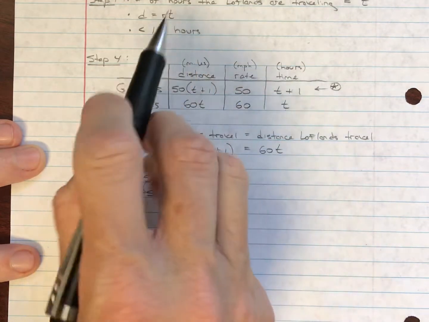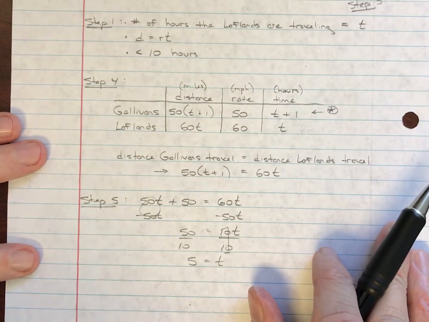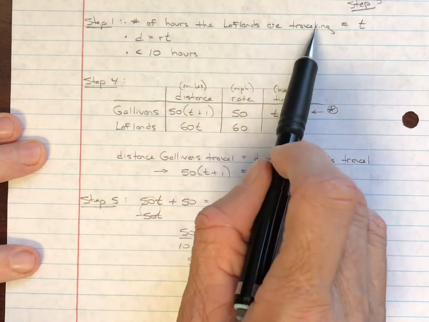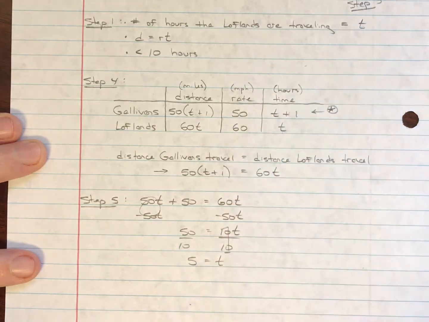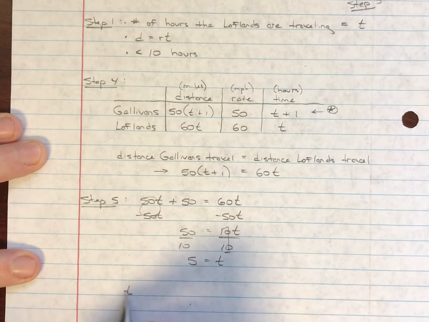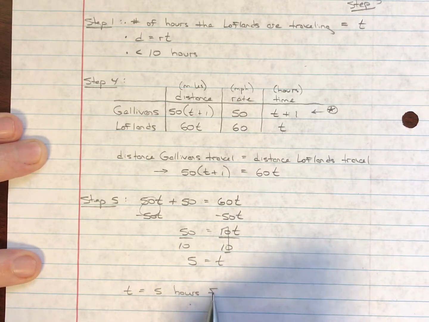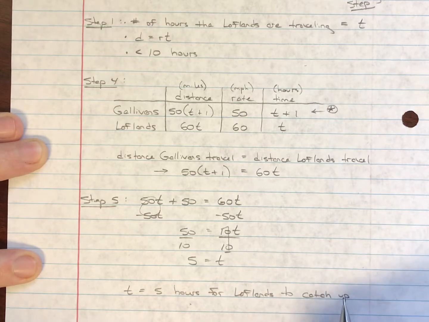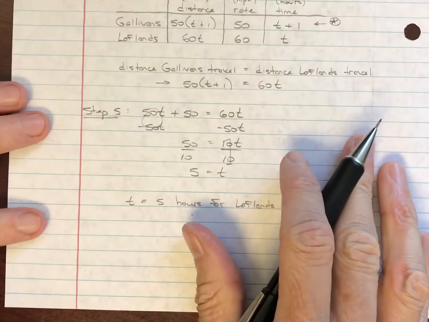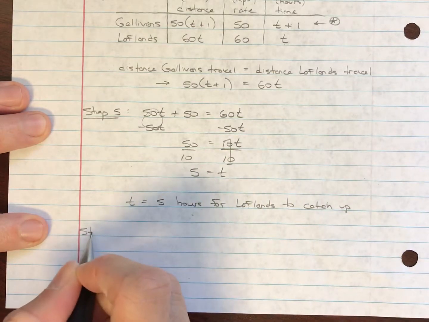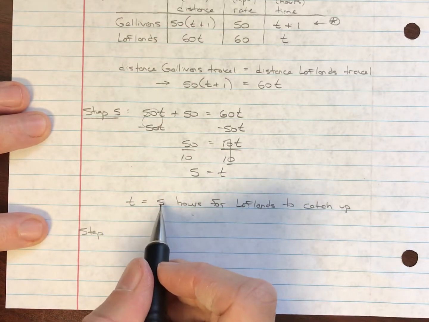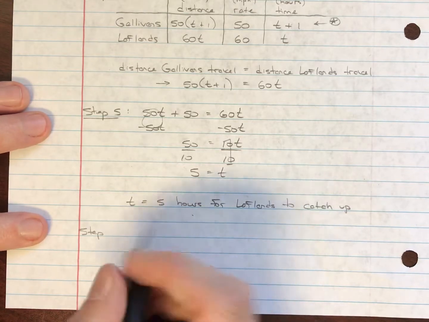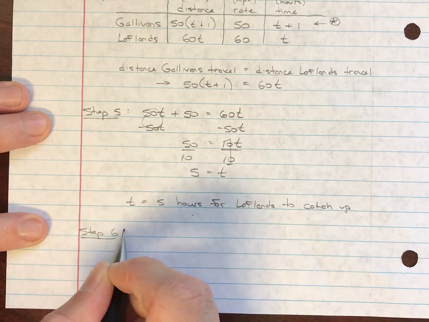So let's come down a touch here. I think I've got it. The number of hours the Laughlins are traveling is 5 hours. So t equals 5 hours for the Laughlins to catch up. Let's do a quick check on this one, step 6. Let's see if it makes sense. You remember I knew that 10 was too high, so 5 is a ballpark. Looks like a pretty good answer.